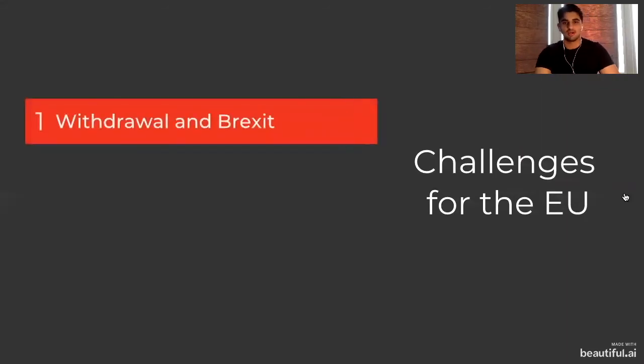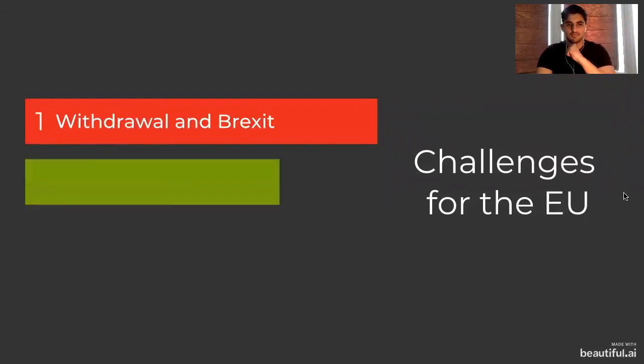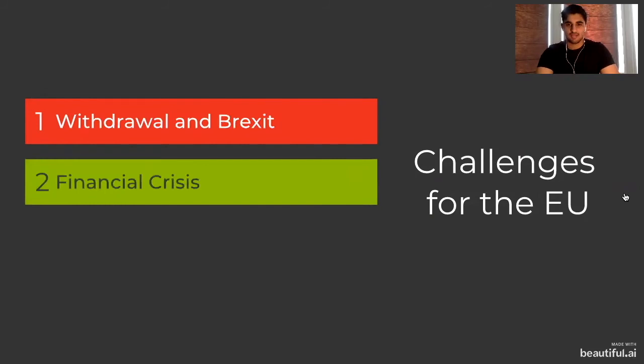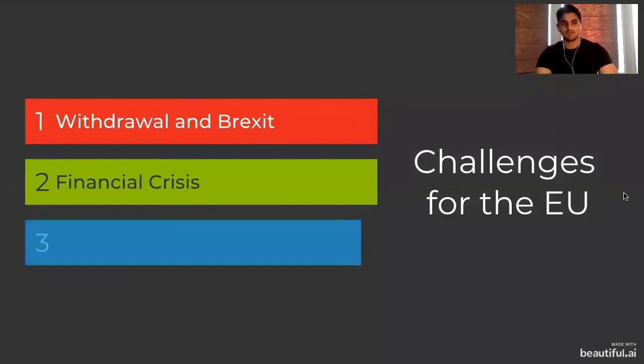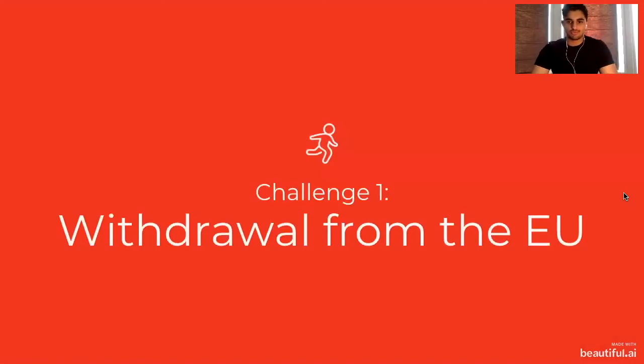The first thing I'm going to look at is how it deals with withdrawal, and especially we're going to look at Brexit and some of the reasons for Brexit. Second thing I'm going to look at is financial crisis, how it's going to deal with that. We're going to look at the euro and analyze this key area a little bit more. And finally, the refugee crisis, which has been a thorn in the EU's side ever since 2015. So challenge one, withdrawal from the EU.